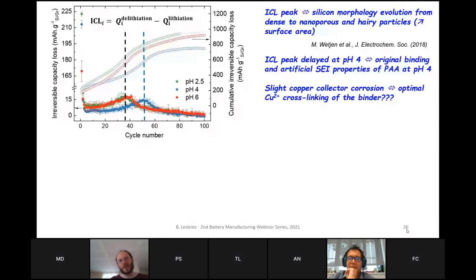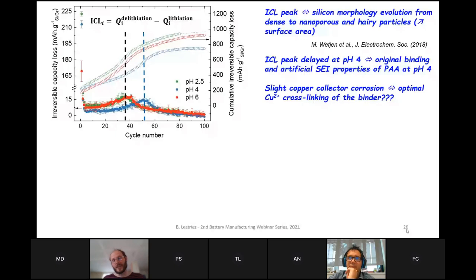What is significant or interesting to me, and that was reproducible, is to observe that for one of the electrode formulations, the electrode at pH 4, this peak is delayed. Next. So why is it delayed?